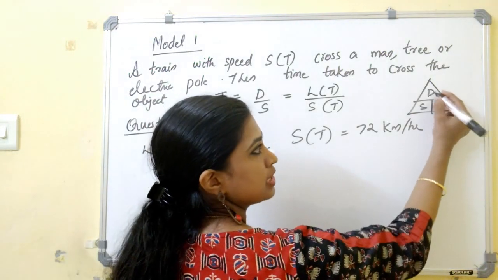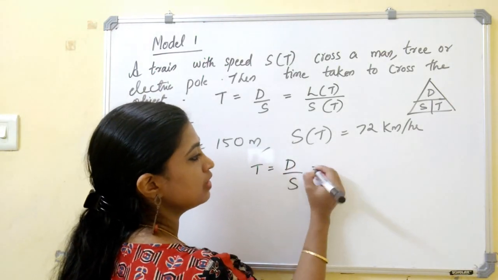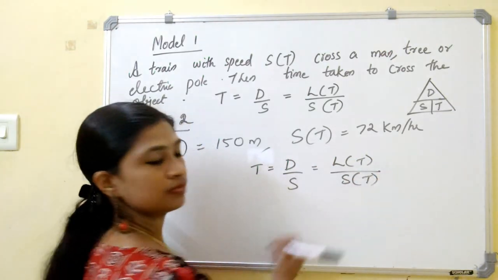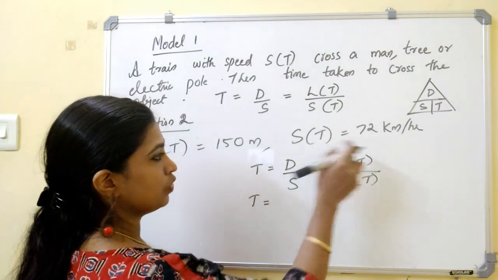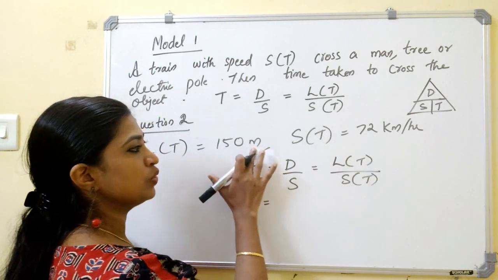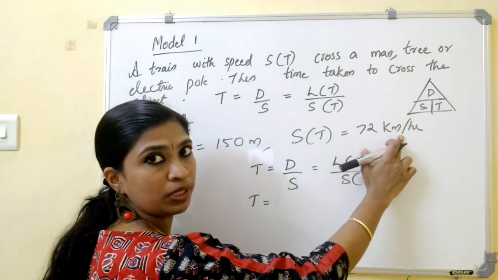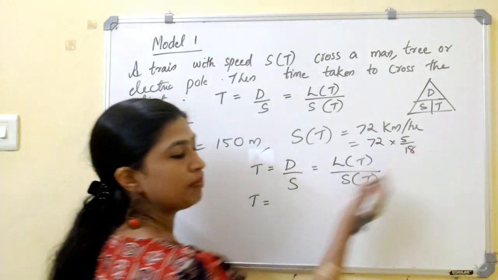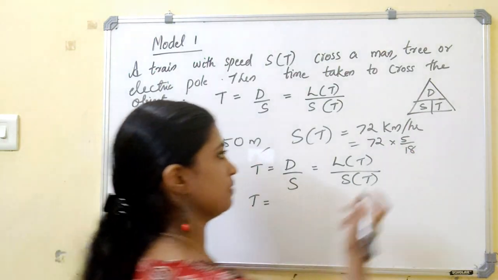Time is equal to distance by speed. Distance is the length of the train. Speed is the speed of the train. So to find the time taken, you have to make both units the same. Here the length of the train is given in meter, but the speed is in kilometer per hour. You have to convert it into meter per second. That is 72 into 5 by 18. Using the table, you can directly say that 72 km per hour is 20 meter per second.